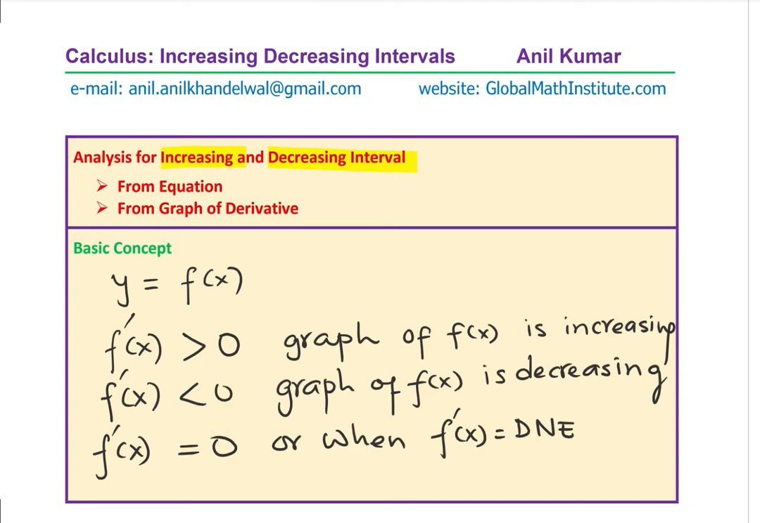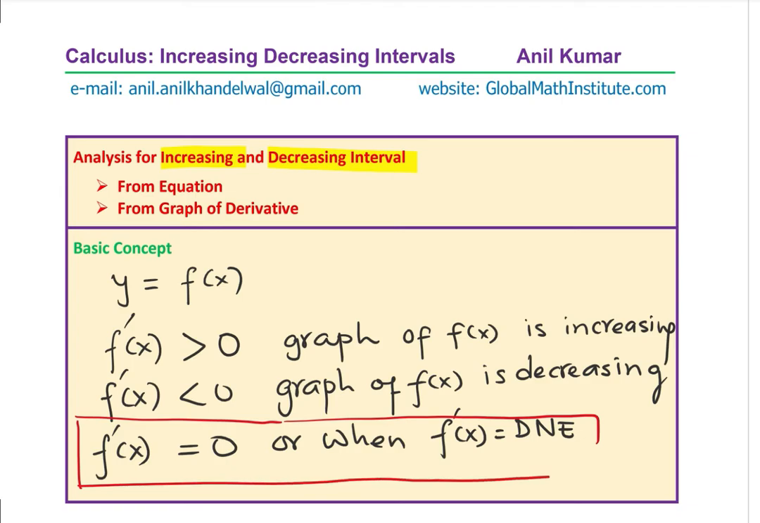Is it clear to you? And therefore, we have this condition, f prime x equals 0, or when f prime x does not exist, we call this a critical number. So this is called the critical number. The value of x at which the derivative does not exist or the derivative is 0.